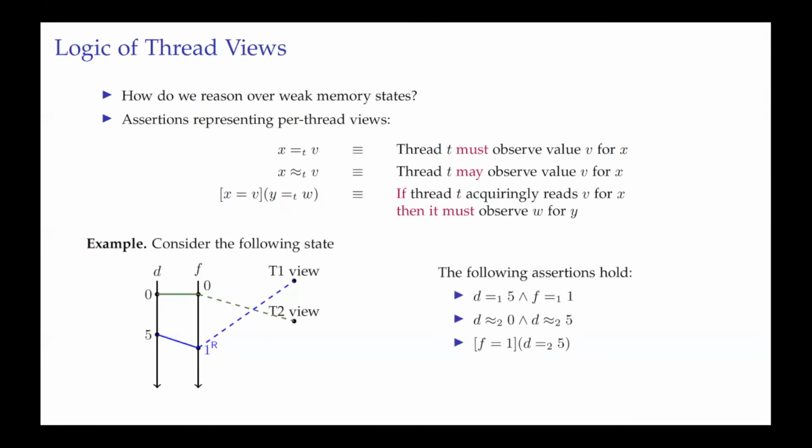The following assertions hold for the state on the left. Because thread 1's view has advanced to the last write of the variable D, thread 1 must observe the value 5 for D. Now if we consider thread 2 and the variable D, because thread 2's view is at the value 0, thread 2 may observe 0 for D, but it may also observe value 5 for D. We also have that in the state shown, this conditional observation assertion holds. Namely, if thread 2 reads the value 1 from F using an acquiring read, then thread 2's view is guaranteed to be updated so that it must observe the value 5 for D.